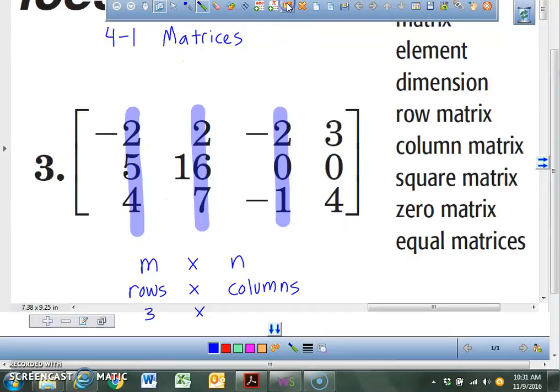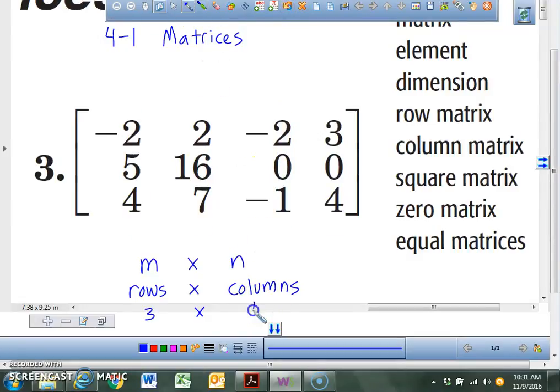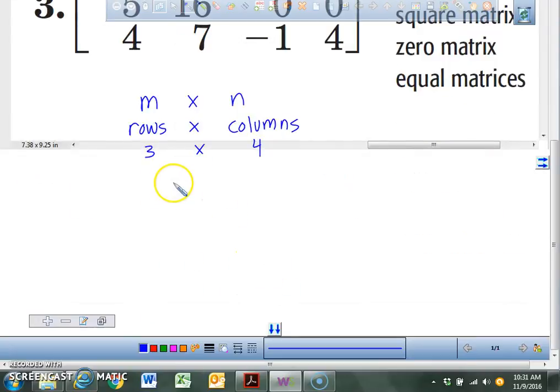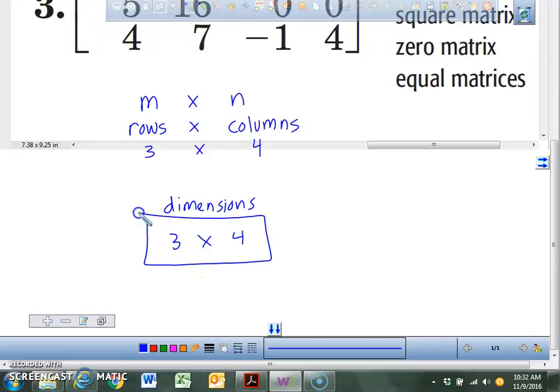All right. So columns run vertically. So how many columns do we have? 4. So we have 4 columns. So, by the way, if somebody said, what are the dimensions of this matrix? The dimensions are simply a 3 by 4. That would be your answer for number 3.